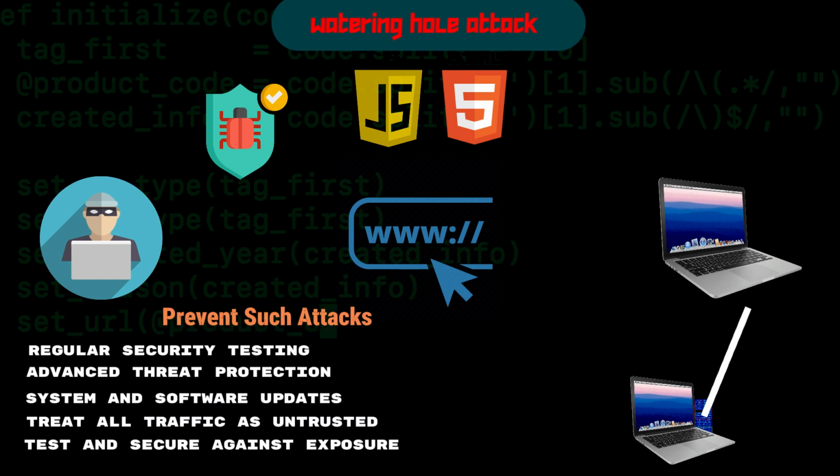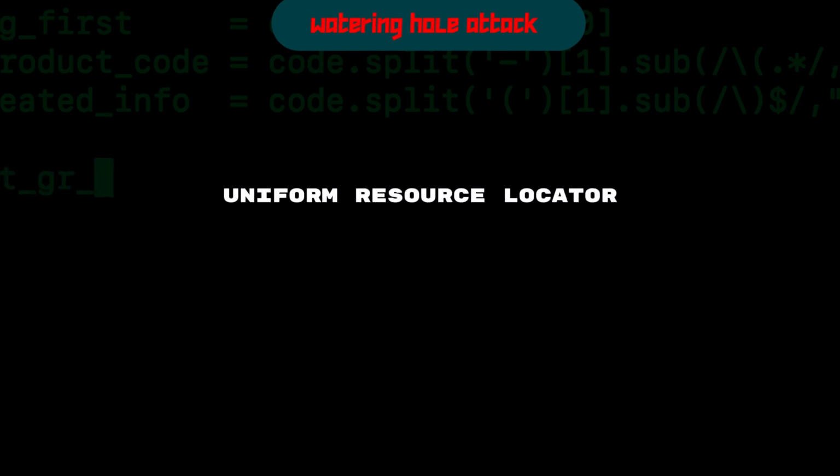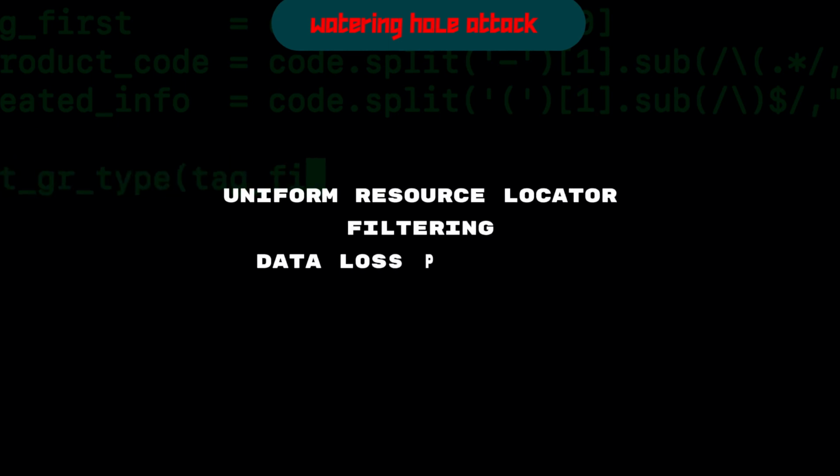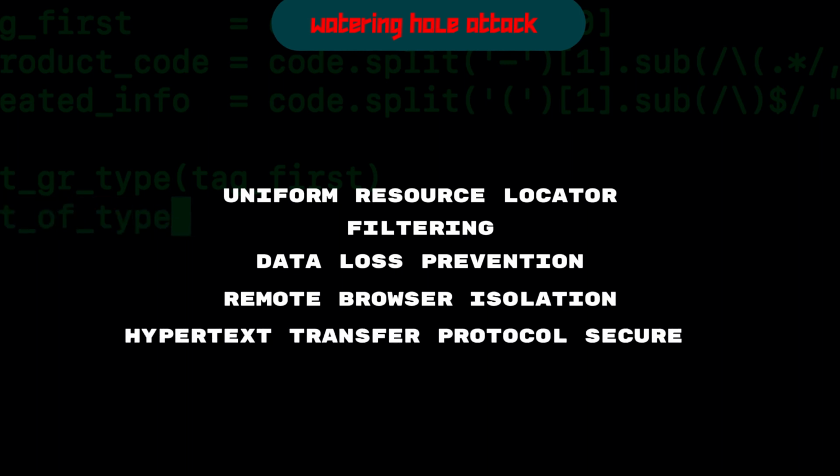Secure web gateways protect organizations from external and internal threats with application control, Uniform Resource Locator, URL, filtering, data loss prevention, remote browser isolation, and deep hypertext transfer protocol secure inspection. These solutions are crucial to protecting businesses from the risk of advanced cybersecurity threats like watering hole attacks.